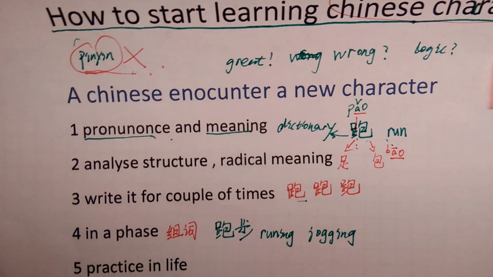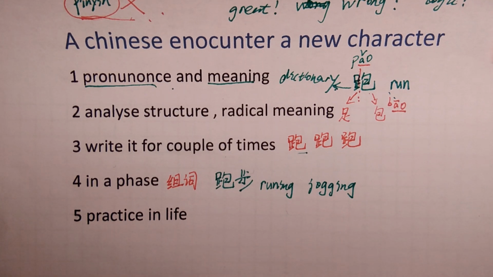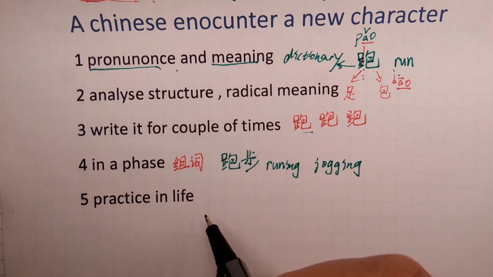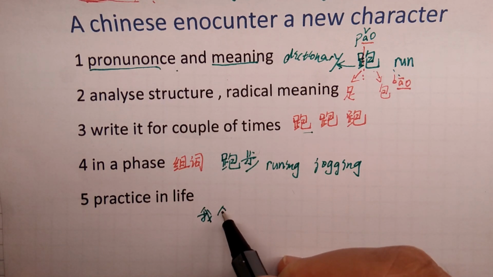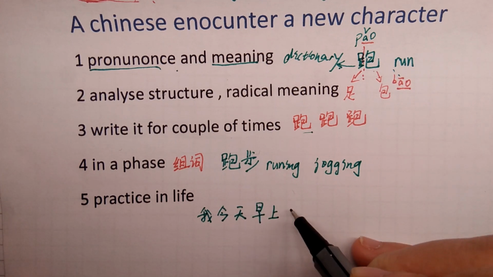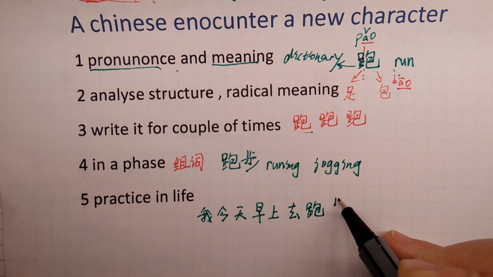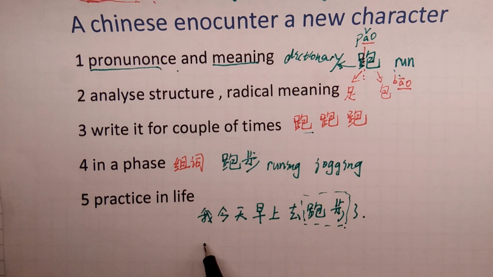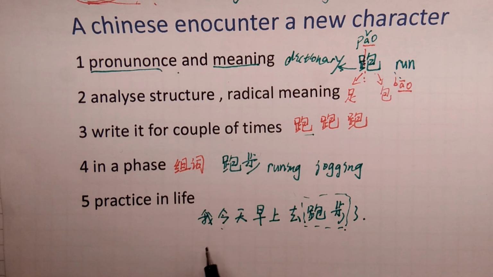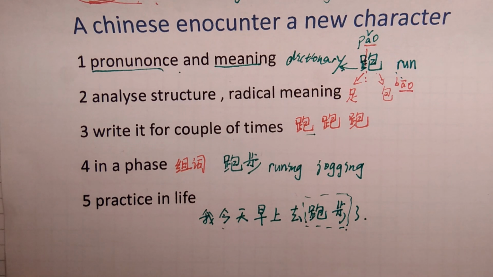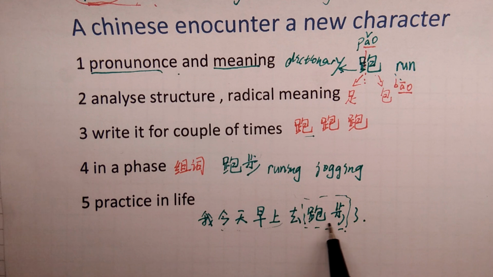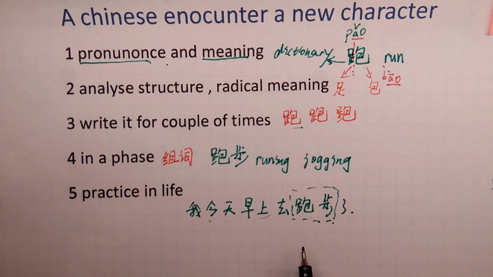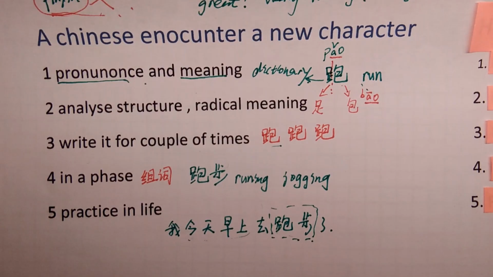And the next step, of course, I would try to practice or use it in my daily life, just like when I chat with my friends, I would say 我今天早上去跑步了. Here I use this word 跑步. You see, it means this morning, 今天早上, I went running. 今天早上去跑步了. Here 跑步 means running or jogging. So I will try to use it in my daily life. And when you use it more, you will easily remember this word without any problem.